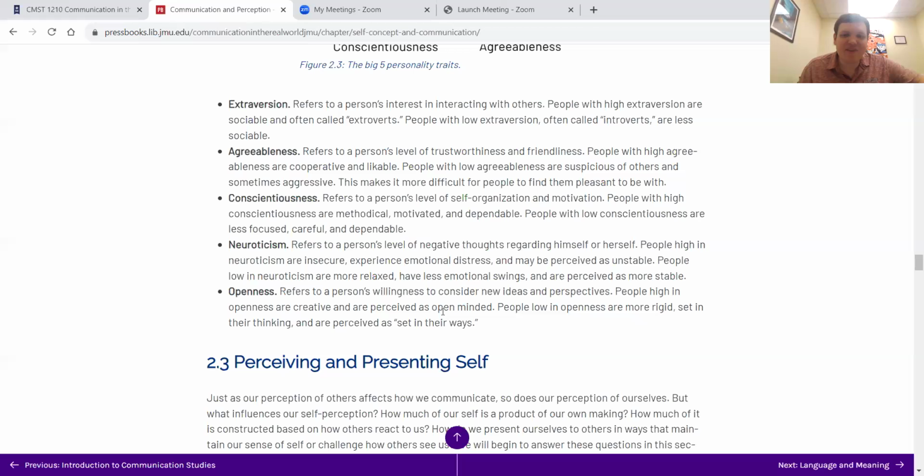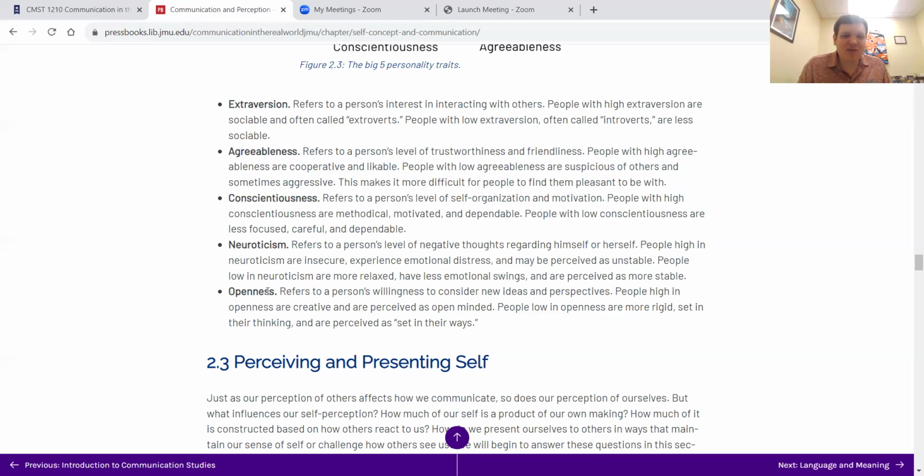Neuroticism refers to a person's level of negative thoughts about himself or herself, or themselves too. We want to be inclusive. That should be updated here. I wrote the textbook. People high in neuroticism are insecure, experience emotional distress, and may be perceived as unstable. People with low neuroticism are more relaxed, less likely to have emotional swings, and perceived as more stable. So again, the high one here is actually the negative one, but again, it's viewing them as negative and positive instead of just saying traits, right? Being more neutral, which is how I would perceive each of these, as a neutral continuum.